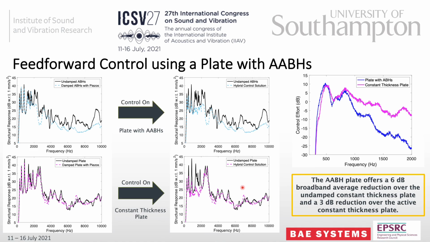So not only does the acoustic black hole plate outperform the constant thickness plate, the control effort required to implement this control is much lower for the plate with acoustic black holes. On the right you can see this diagram here, and we can see that above approximately 800 Hz, the control effort, which is essentially the energy required to drive each of these control actuators, is much lower. So the active acoustic black hole plate gives us a performance benefit in terms of the energy required to implement control and the broadband performance of the plate.